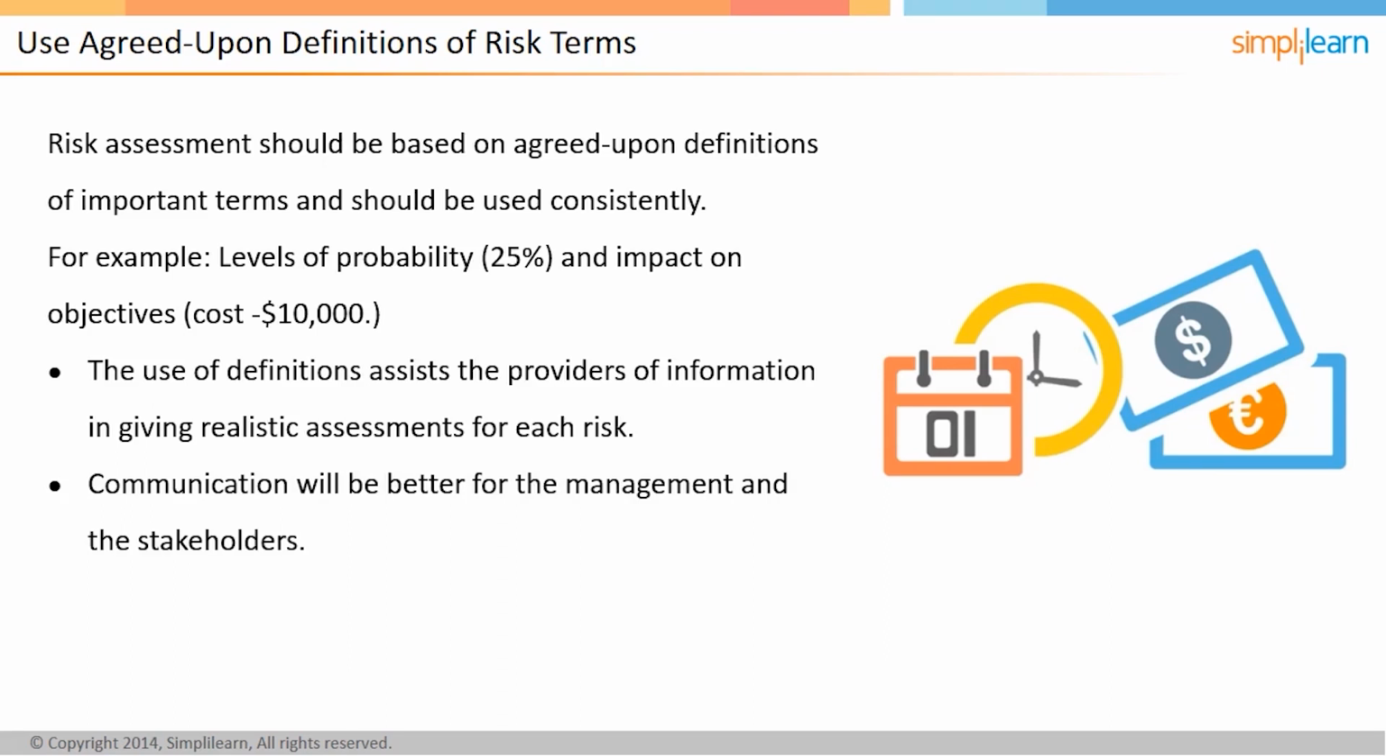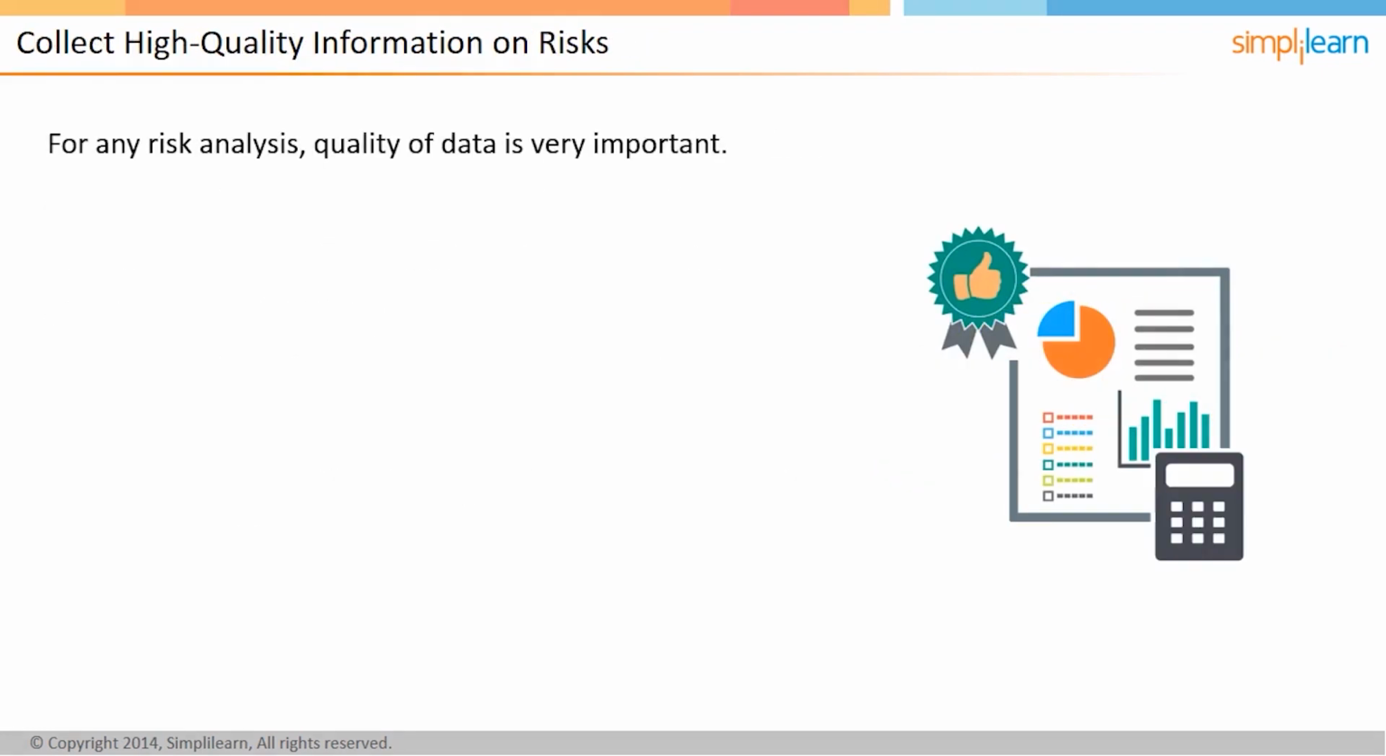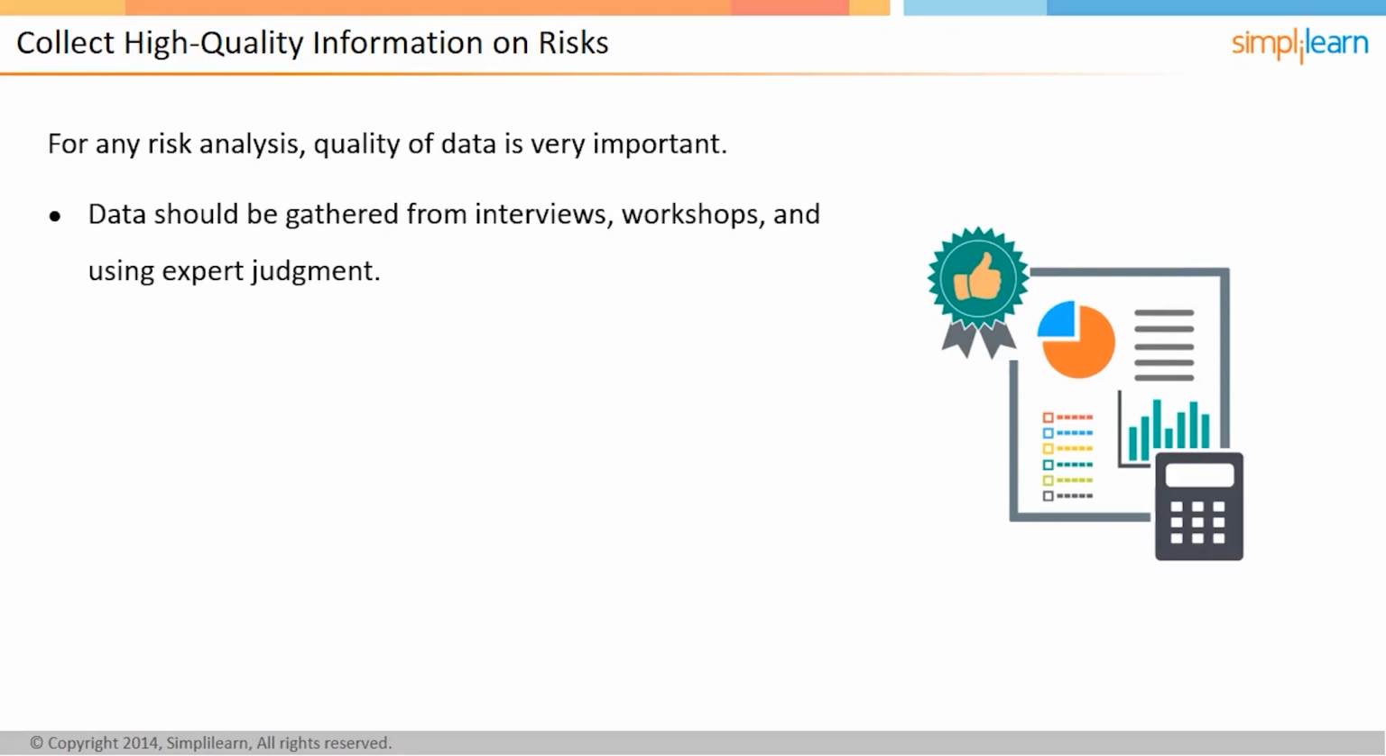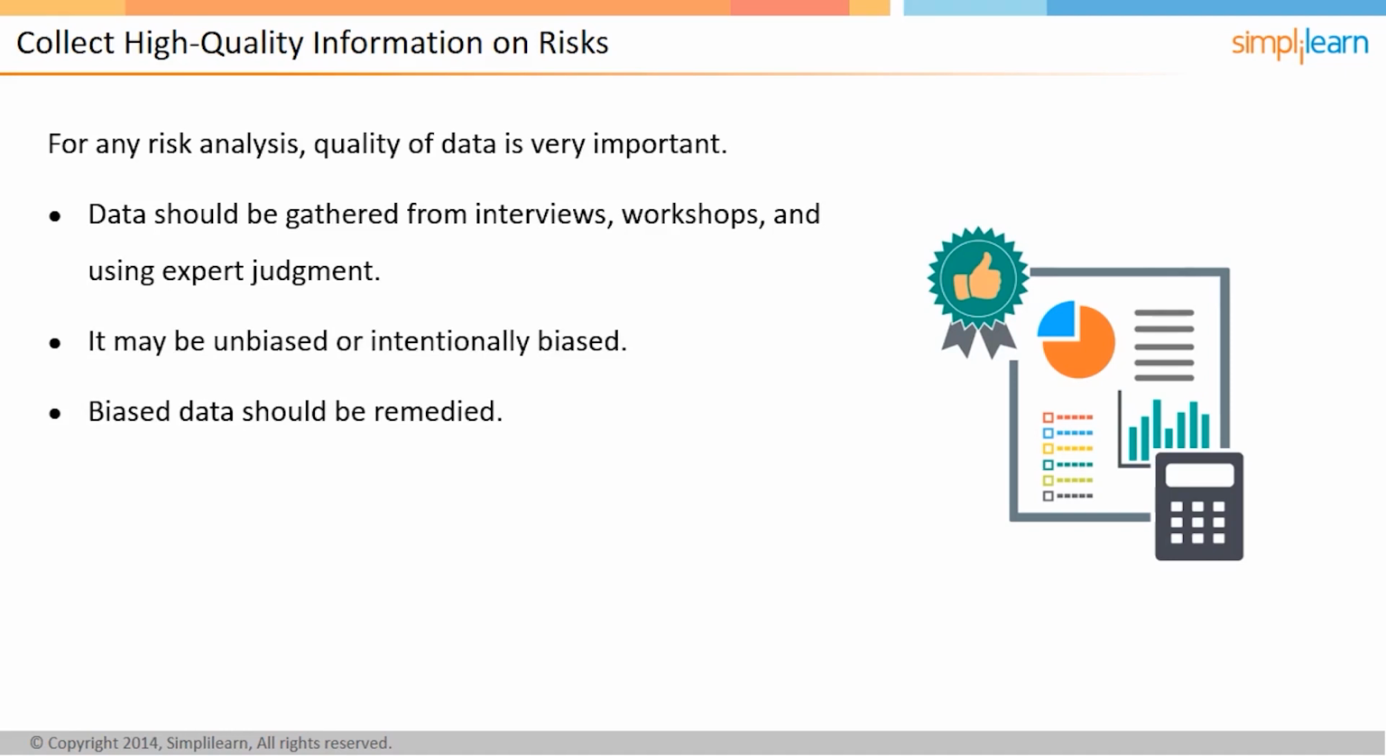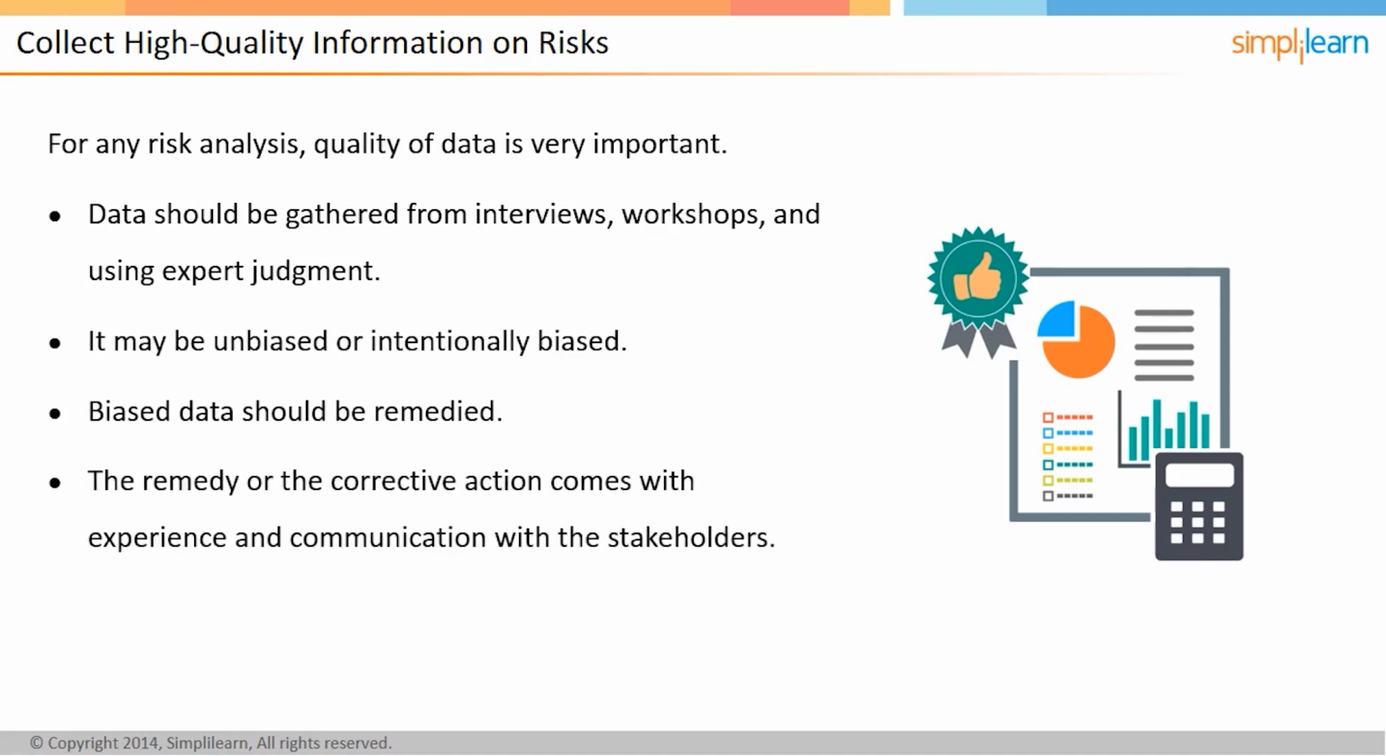In the next screen, we will discuss the next critical success factor, which is collecting high-quality information about risks. For any risk analysis, quality of data is very important. You can gather the quality data from interviews, workshops, and using expert judgment techniques. Data may be unbiased or intentionally biased. Biased data should be remedied. The remedy or the corrective action comes with experience and communication with the stakeholders.